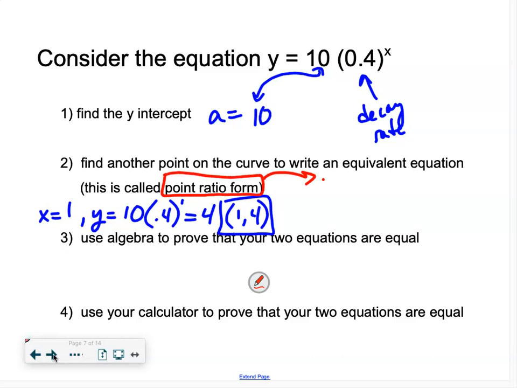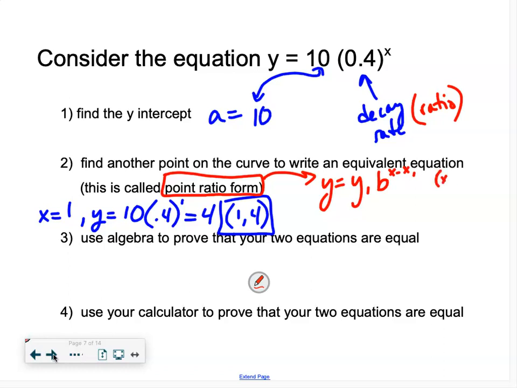So you have y equals... it's kind of like point slope. Do you remember point slope? When we were in point slope form, the equation of a line, you needed just a point and a slope. When you do point ratio form, you need a point and a ratio. That ratio is the same thing as the decay rate. So that's your ratio. All right, so you have y1 times your ratio to the x minus x1. x1, y1, that's your point.